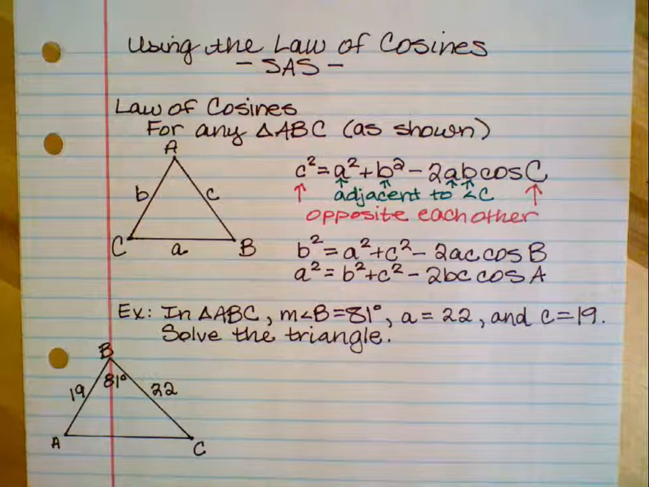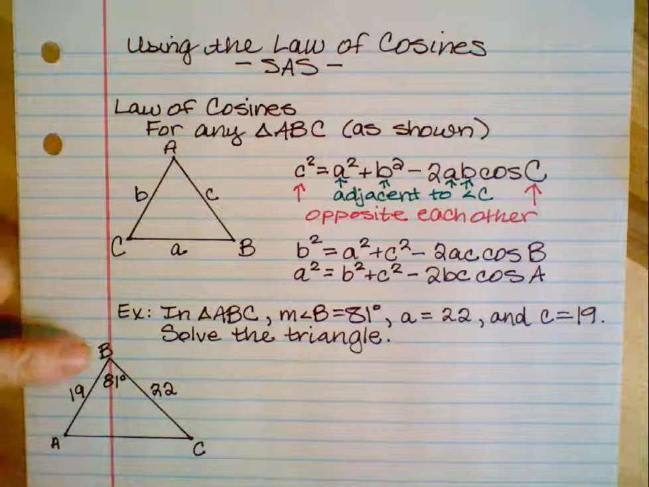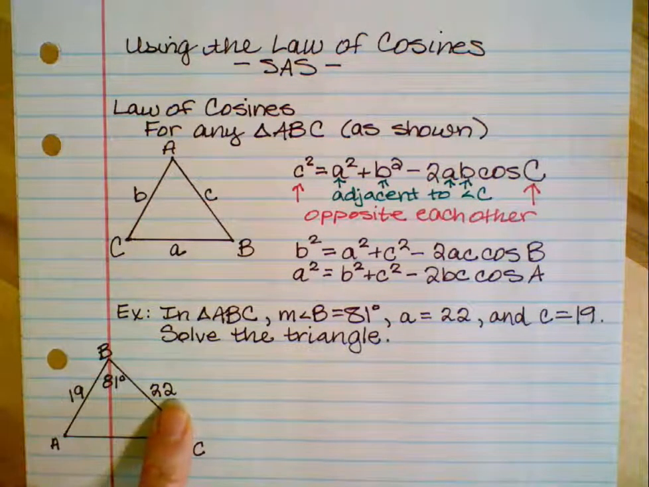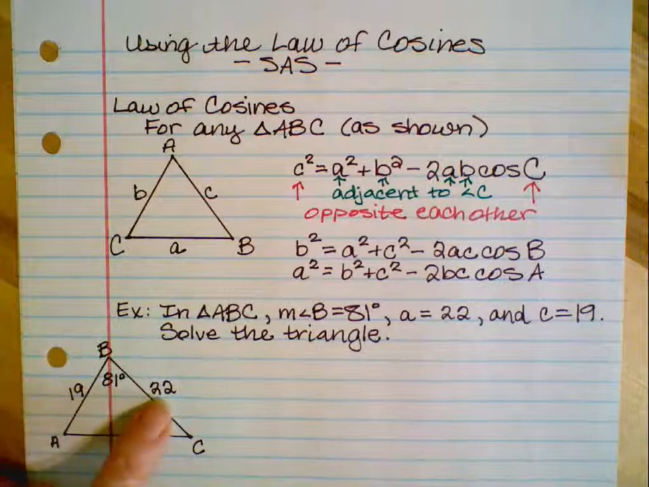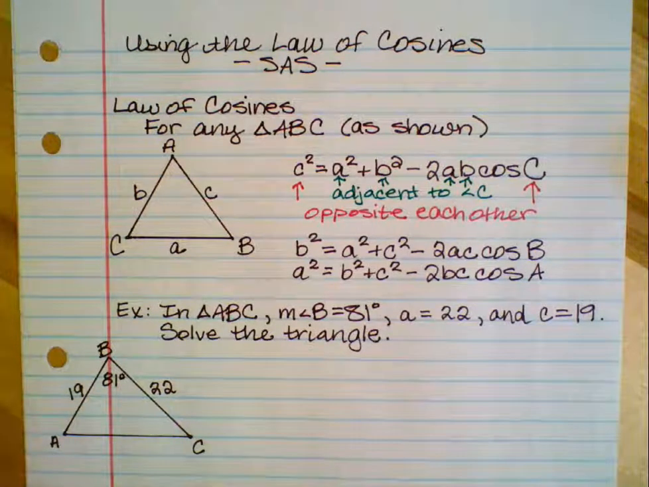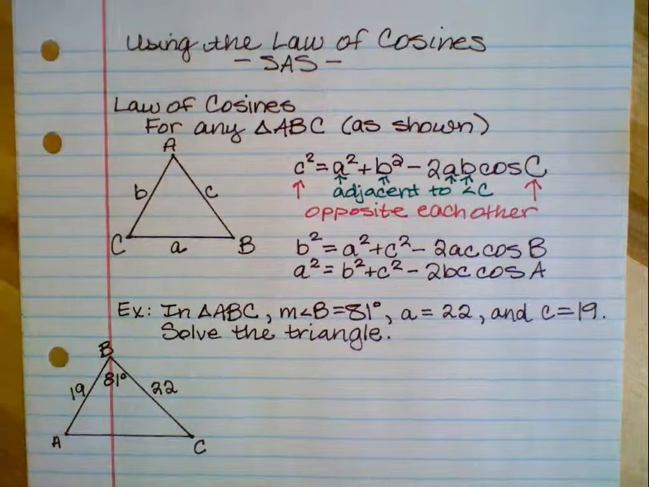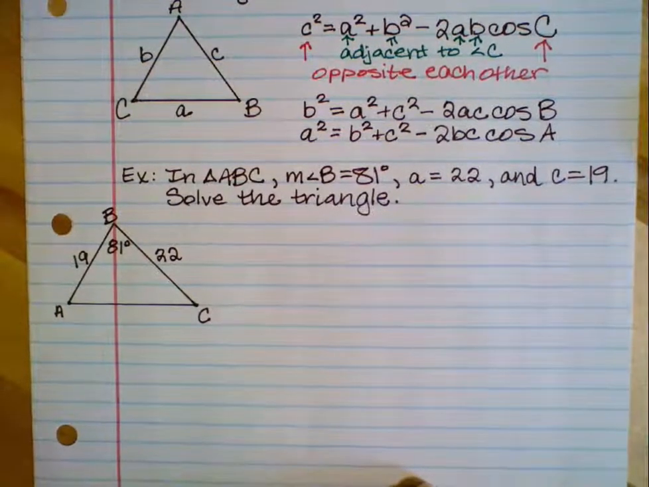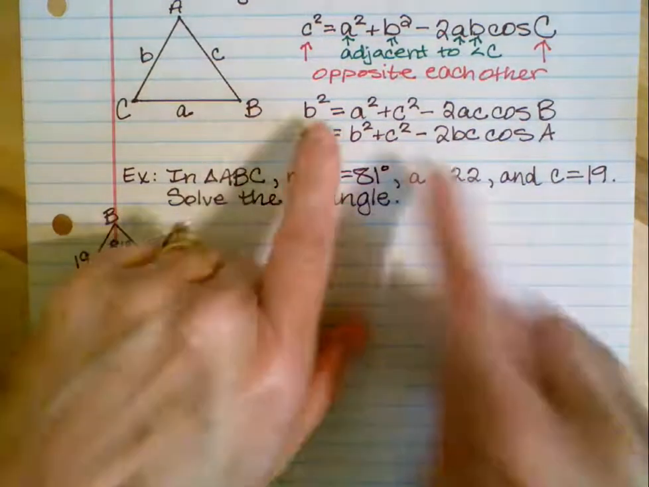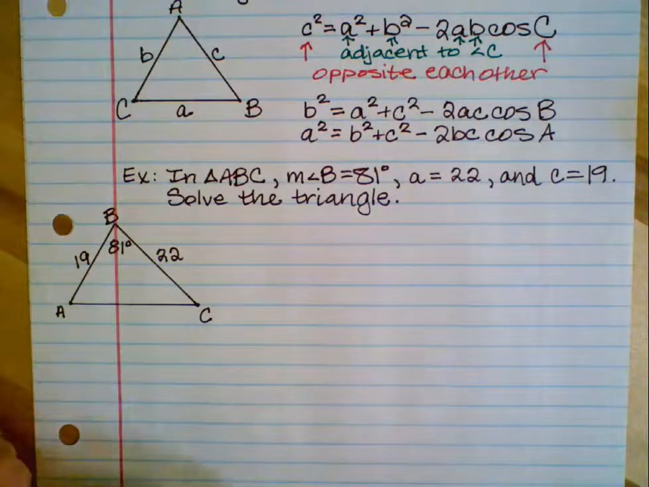All right, so in our example, we are given, in triangle ABC, the measure of angle B is 81 degrees, the length of side A, and remember that's opposite angle A, is 22, and the length of side C is 19. And we can see that that is a side angle side relationship, which is why the law of cosines would be appropriate. Okay, so the first thing that we want to do is determine which of these three versions of that equation do we want to use, and you're going to base that for side angle side off of which angle you're given. So in this case, we're given the measure of angle B, which means this form of the equation that starts with B squared is going to be the most appropriate one to start with here.